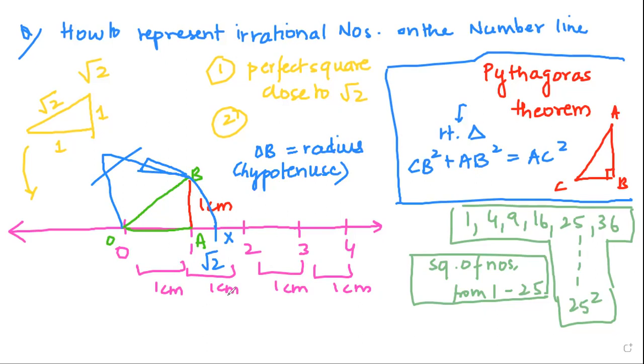Ma'am, I didn't understand this. Can you repeat? Yes. Till where did you do? You joined OB, and after taking the radius of OB, keep your pointed end at O and simply draw an arc on this pink line, your number line. Wherever it cuts, just cut it there. Draw an arc there.